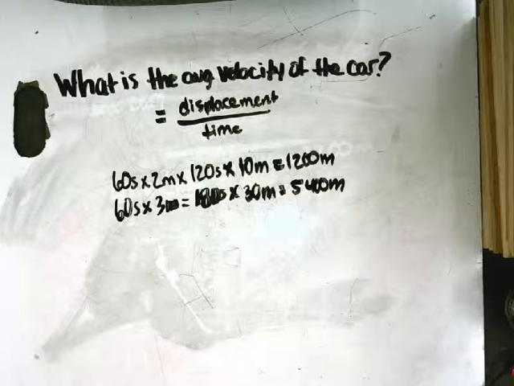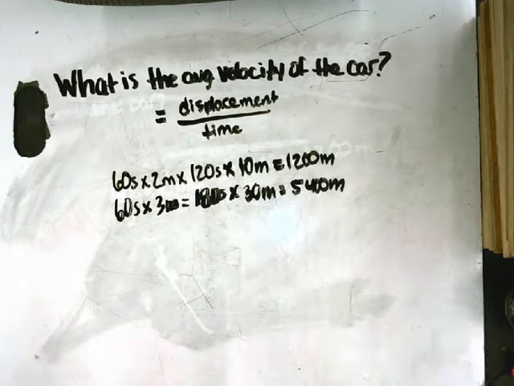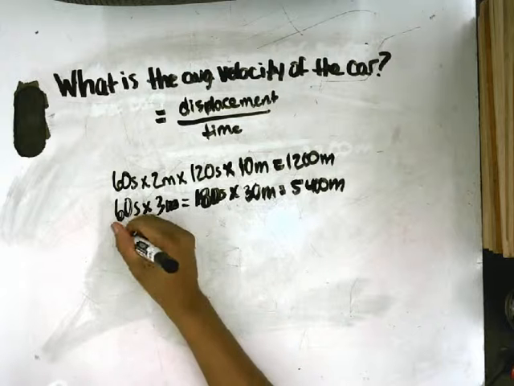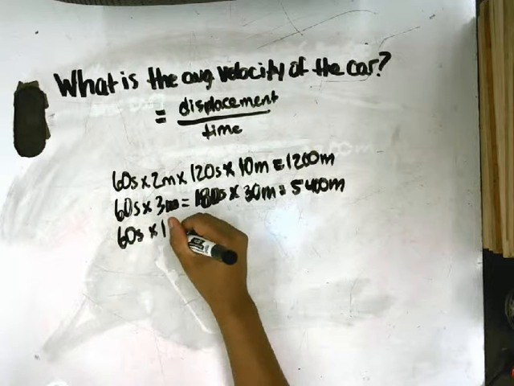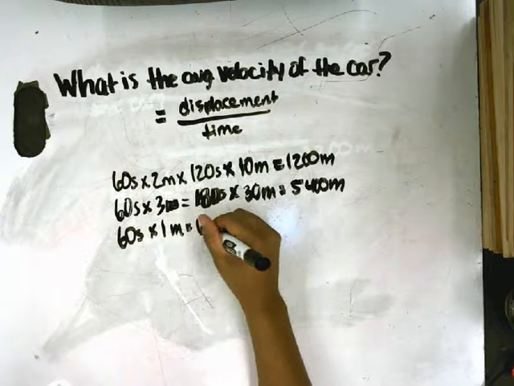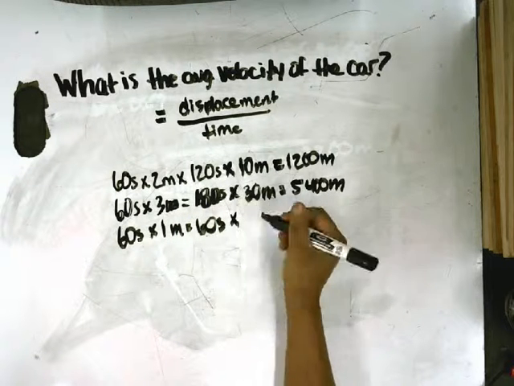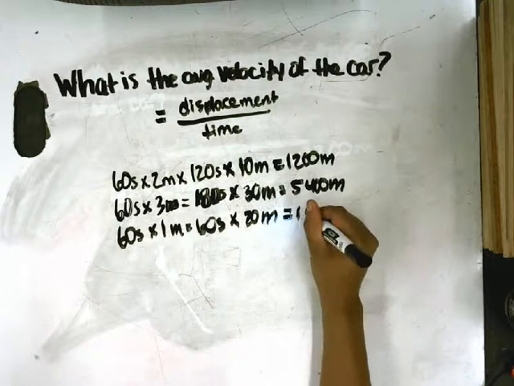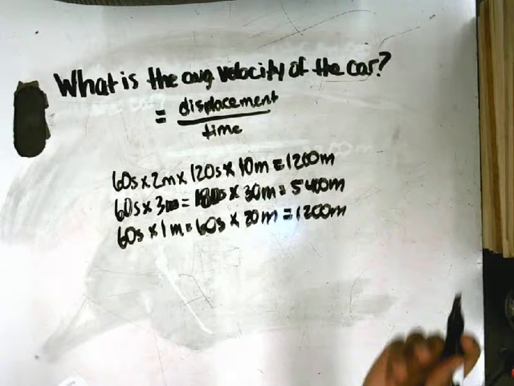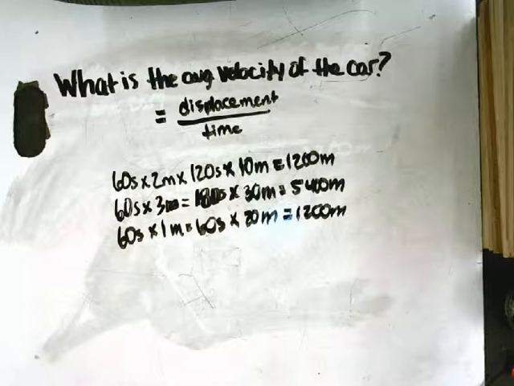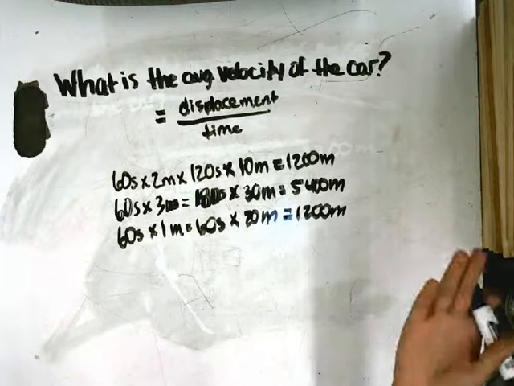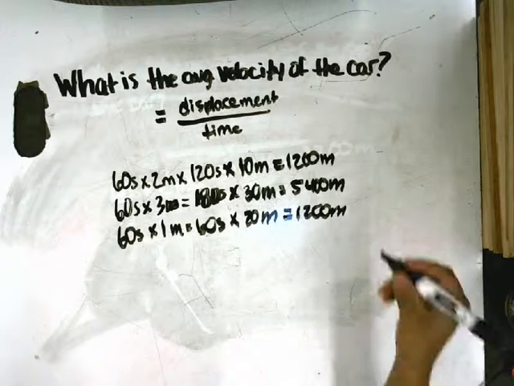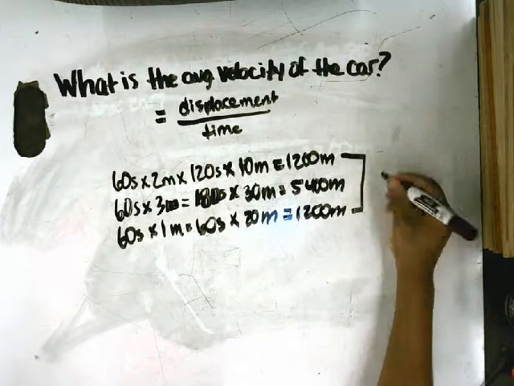Now it says that the car turned to a negative x direction at a rate of 20 meters per second for 1 minute. So again, you're going to do the same thing as before. This time you're going to do 60 seconds times 1 minute, which is going to be equal to 60 seconds. Now you're going to multiply that by the 20 meters per second the car is traveling within this 1 minute, which is going to be equal to 1,200 meters. So all of these are the displacement.